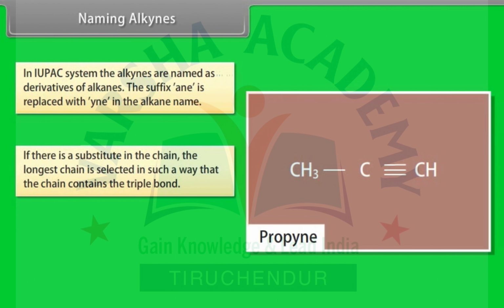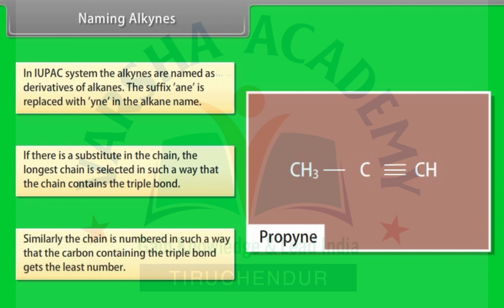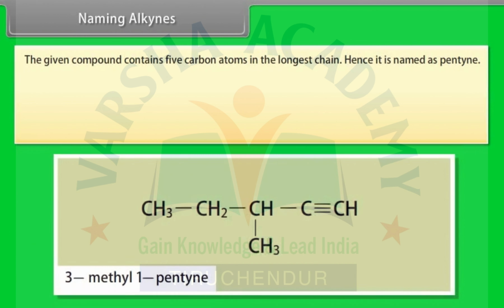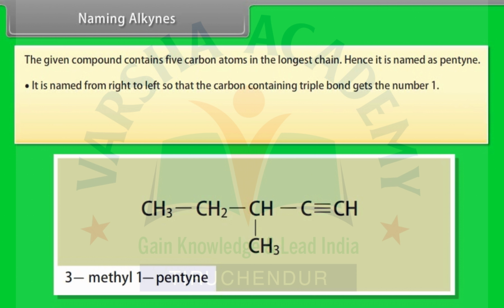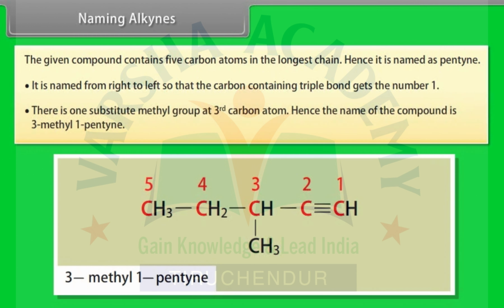If there is a substituent in the chain, the longest chain is selected in such a way that the chain contains the triple bond. Similarly, the chain is numbered in such a way that the carbon containing the triple bond gets the least number. For example, the given compound contains 5 carbon atoms in the longest chain, hence it is named as pentyne. It is numbered from right to left so that the carbon containing the triple bond gets the number 1. There is one substituent methyl group at the third carbon atom, hence the name of the compound is 3-methyl-1-pentyne.